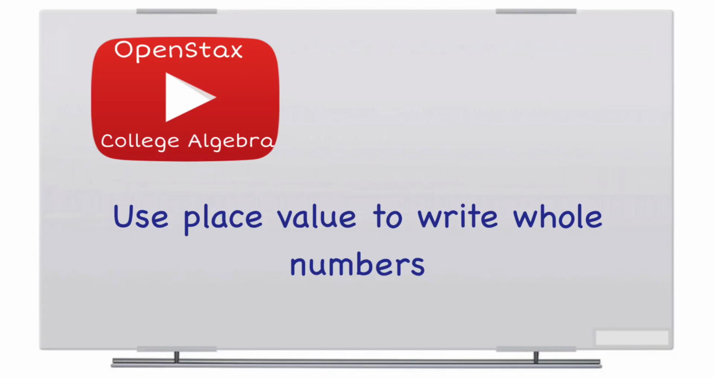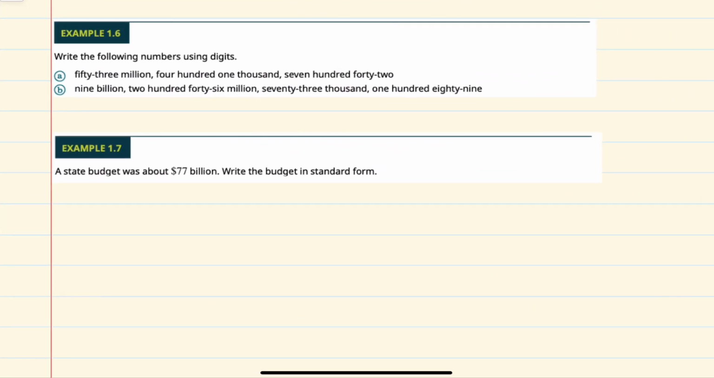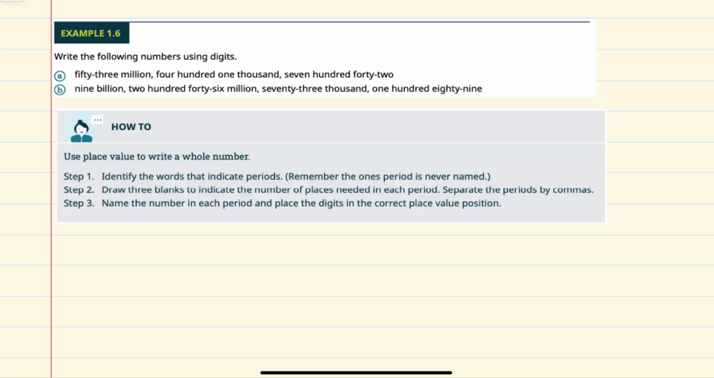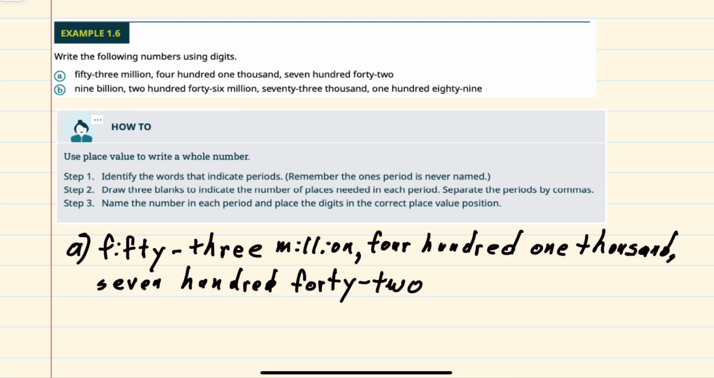In this video, I'll be helping you with the math topic called Use Place Value to Write Whole Numbers. We'll be looking at these two examples taken from the OpenStax pre-algebra text. Starting with this first example, we're asked to write each of the following numbers using digits. We have two examples here, A and B, and the OpenStax textbook also provides these how-to instructions for using place value to write a whole number, and we'll go through these instructions while doing example A.